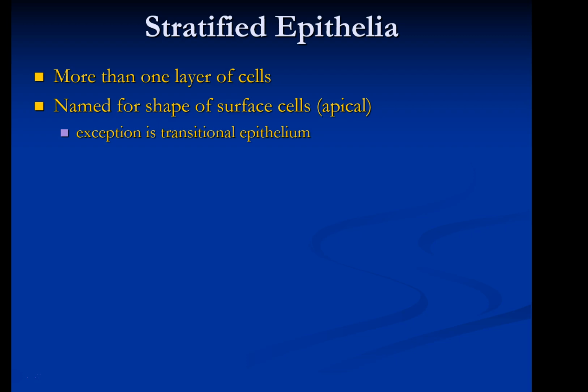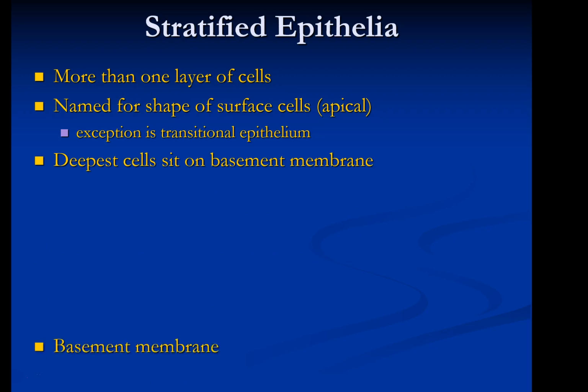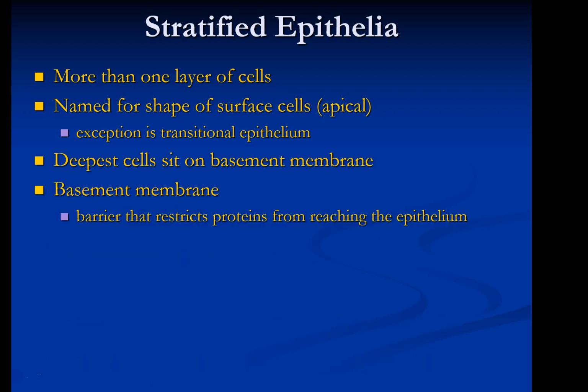Okay. The deepest cells, the basal layer, still sits on top of a basement membrane. The basement membrane anchors it to the underlying connective tissue. It also restricts proteins from diffusing upward to the epithelial tissue, and it essentially glues it or fixes it to the underlying connective tissue.